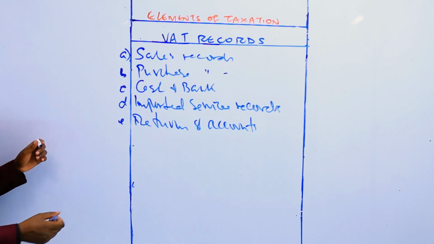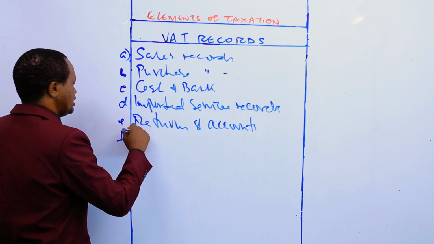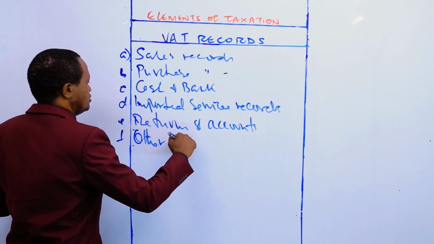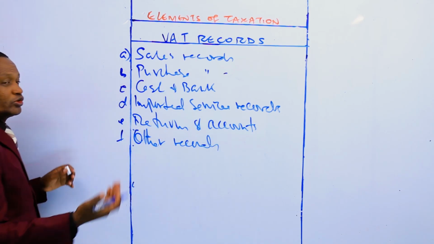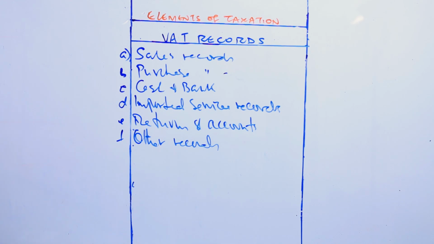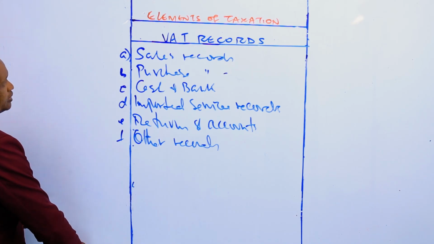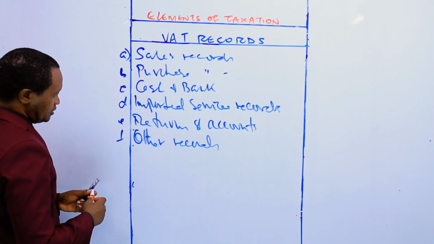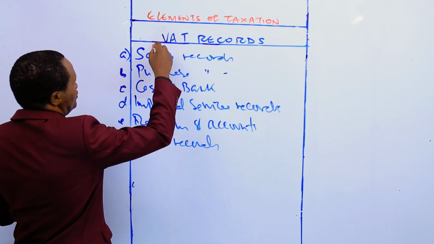Then there are other records like the stock records. Other records include the stock records, that is inventory movement. They may also have details of all deliveries. We have a VAT account for each tax period. We have any other accounts or records specified in writing by the Commission. So these are the types of records.